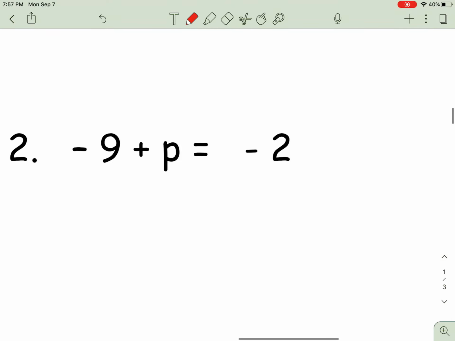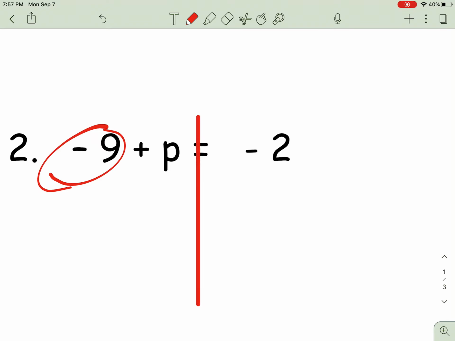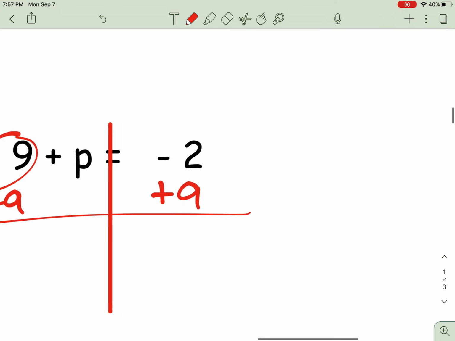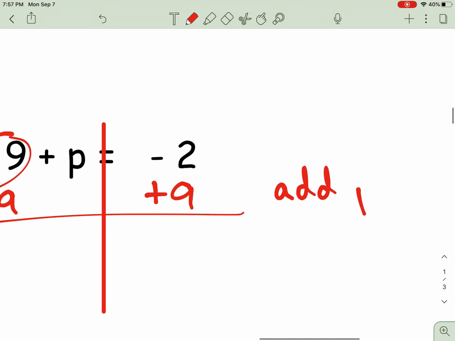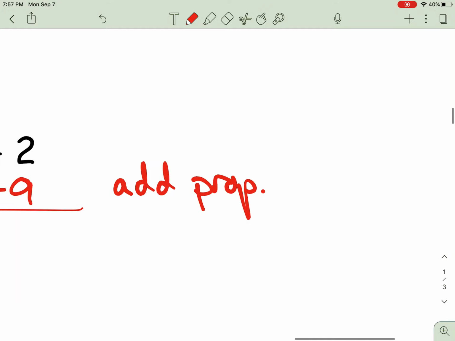Okay, let's go to number 2. Number 2 has this -9 with the p, and p is the letter in this one, so we want to solve that. So let's get rid of that -9. We're going to add 9. So since we're adding, again, this is the addition property of equality.